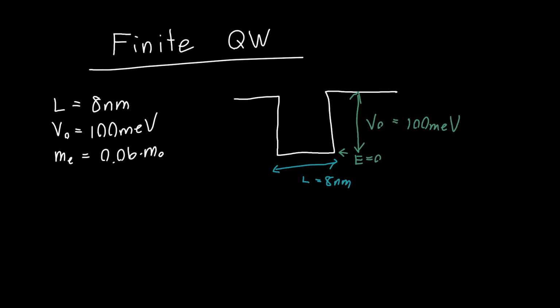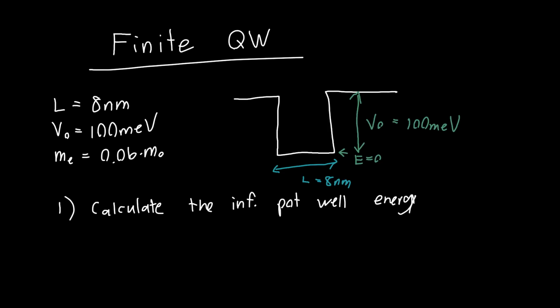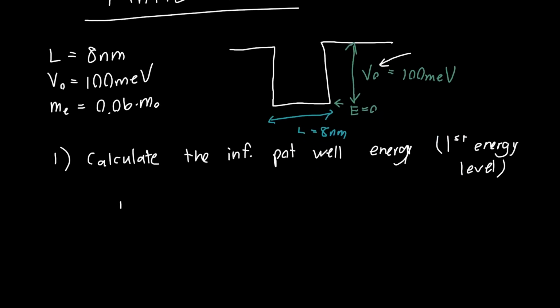Okay, so the first thing we want is to calculate the infinite potential well energy for the first energy level, or the ground state. This basically means that we don't care about the finite potential height. We just pretend that this 8 nanometer well has an infinite potential. And so we can calculate the first ground state. We have an equation for it.